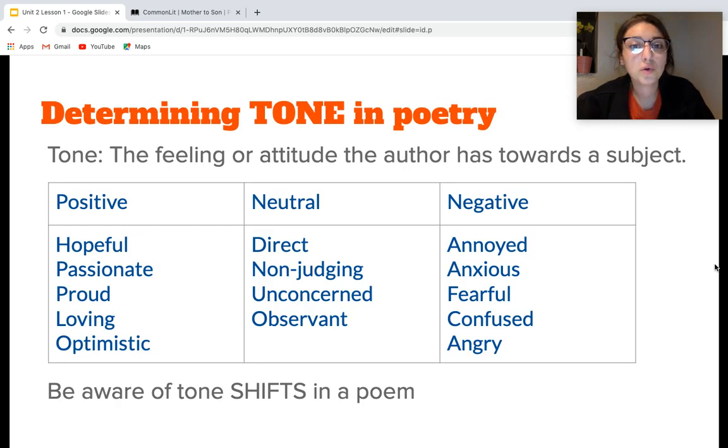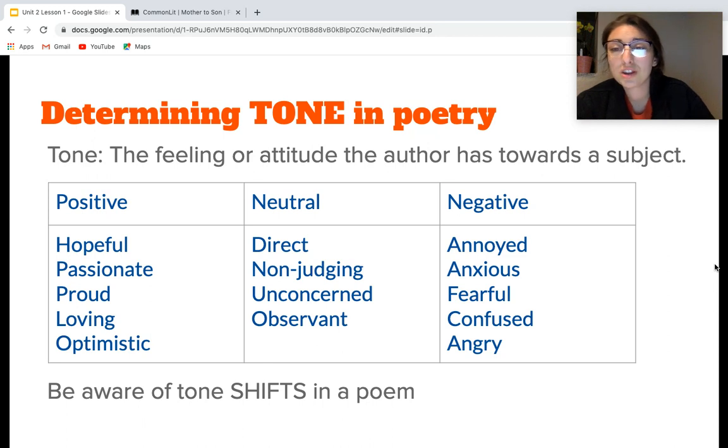All right, so determining tone in poetry. This is one poetic device we didn't talk about too much when we were in school. So the definition for tone is the feeling or attitude the author has toward a subject. Now, typically we can think of tone in 3 different categories. It can be a positive tone, a negative tone, or a neutral tone. So positive, these are going to be things like we can describe the tone as being hopeful or passionate, proud, loving, optimistic. Those are positive tones.